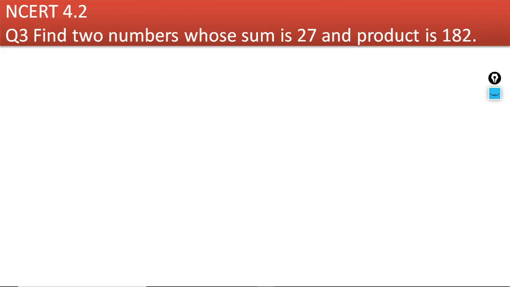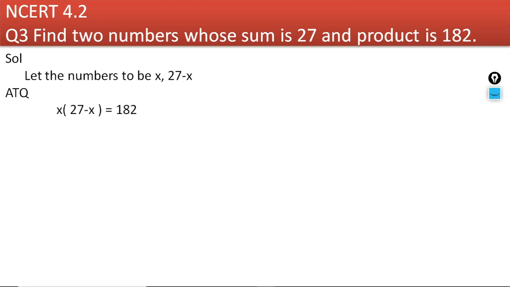Let us try another problem. Find the two numbers whose sum is 27 and the product is 182. If the sum of the two numbers is 27, one of them will be considered as x and the second will be 27 minus x. Then according to the question, the product x into 27 minus x is 182. We simplify them, we get 27x minus x square is 182. Since x square is negative on the left hand side, the left hand side will be entirely shifted to the right hand side. So we get 0 equals x square minus 27x plus 182.